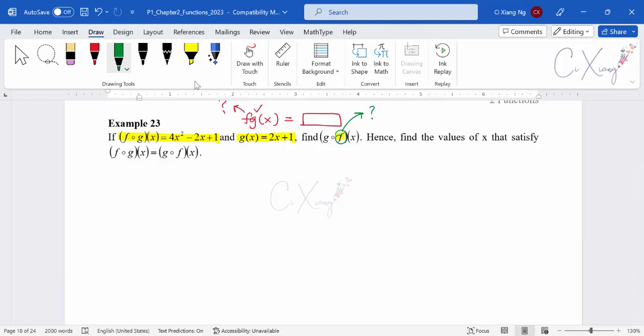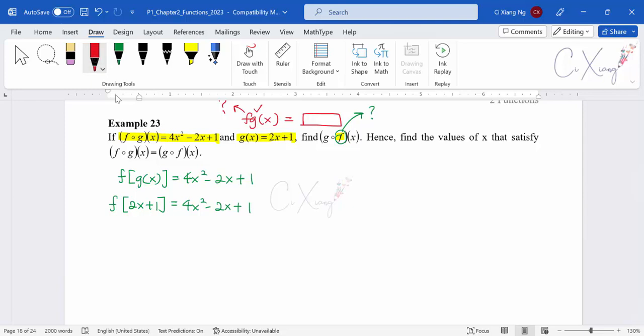So to find the function f, basically the step is like this. First of all, I will start with the function fg(x), and in the question it is given as equal to 4x squared minus 2x plus 1. And I already know my g(x), which is 2x plus 1. So for this equation, it means when I substitute the 2x plus 1, my final answer is 4x squared minus 2x plus 1.